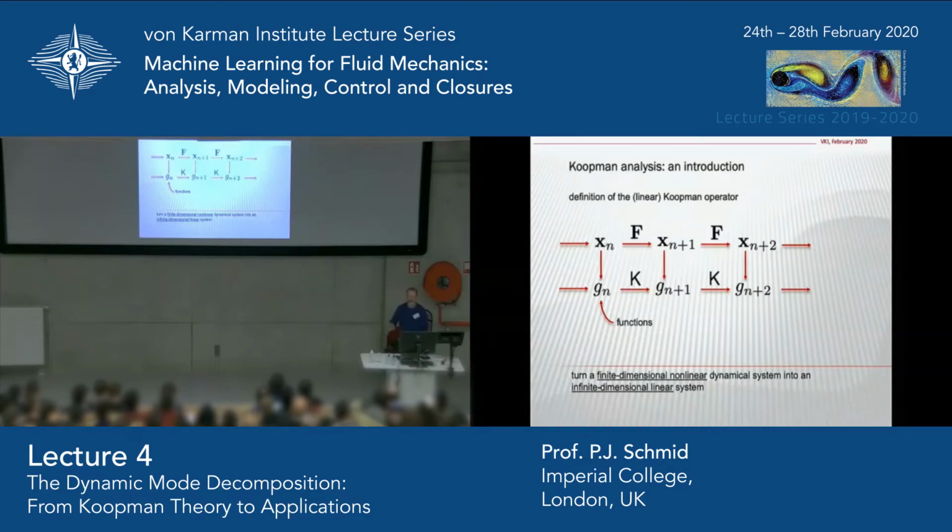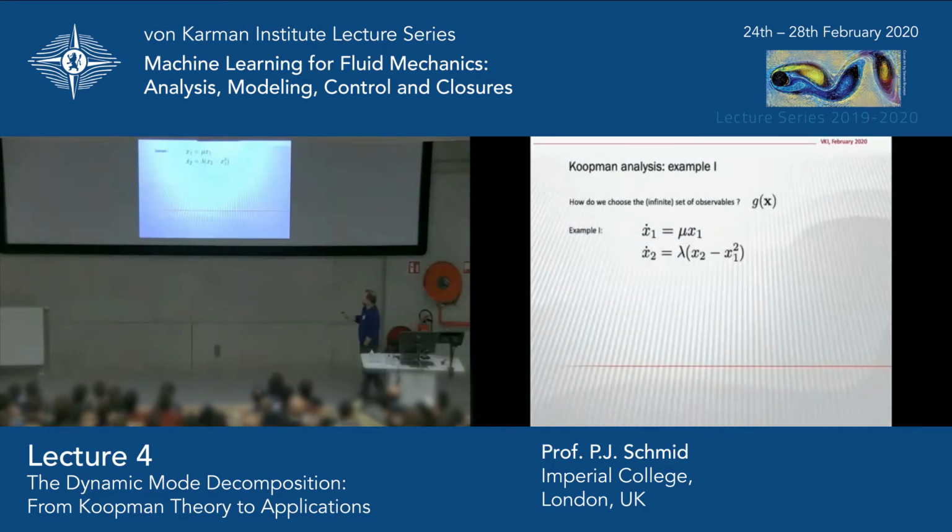And then we just hope that infinite in that case is hopefully not infinite, but large enough and it cuts off, and then we're going to cover just as much. Okay? So let me give you two examples. They were inspired by Clancy-Rowley to somehow give you a little bit of an idea how that thing works. So let's say we have the following example: x1 dot is equal to mu times x1, and x2 dot is equal to lambda times (x2 minus x1 squared).